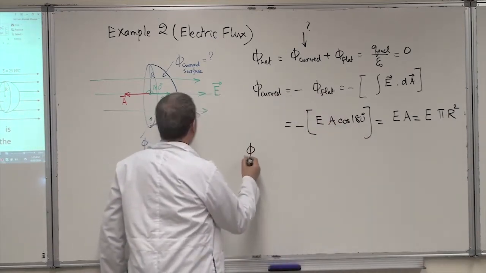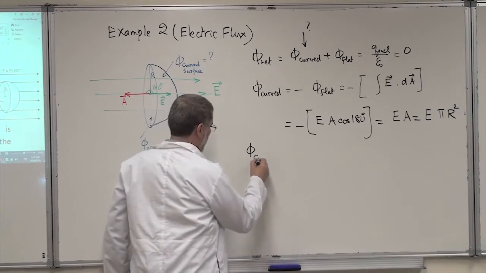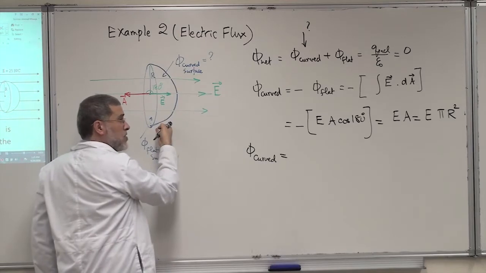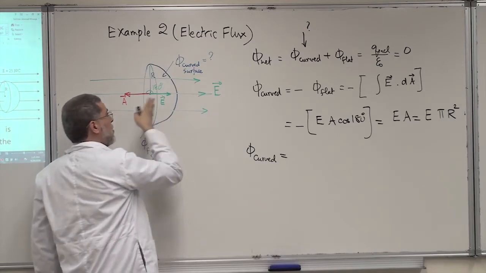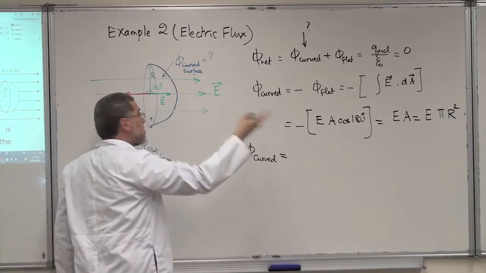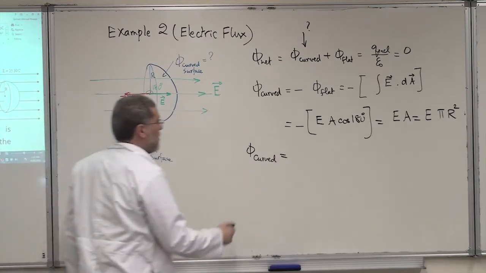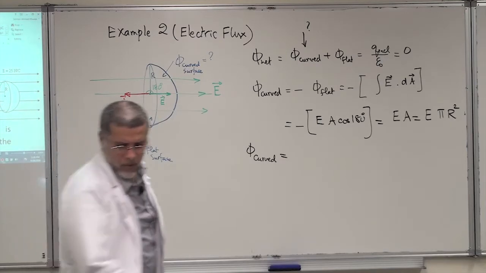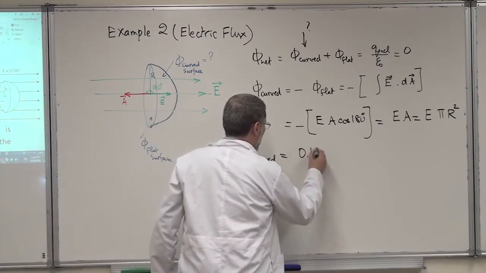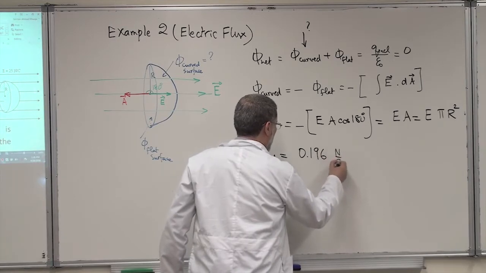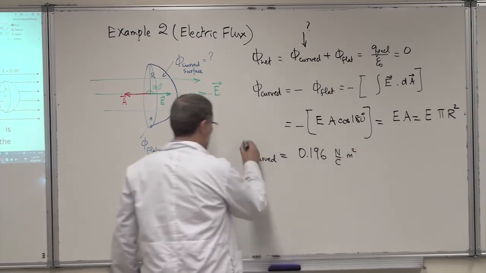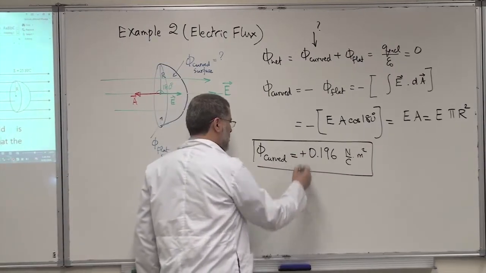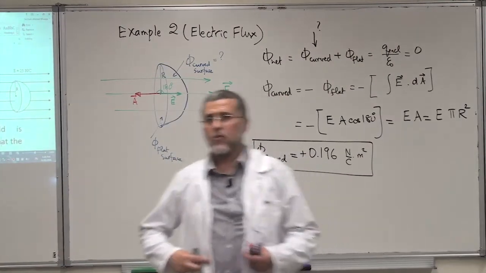So the flux through the curved surface, which is this surface here, is positive. And I told you, if the electric field line leaves the surface, it is positive. Entering the surface, it is negative. So this is a positive value. If you do the calculation correctly, you get 0.196 newton per coulomb meter squared. And this is the answer for our problem. You can even put a plus sign here to make sure that it is a positive number.